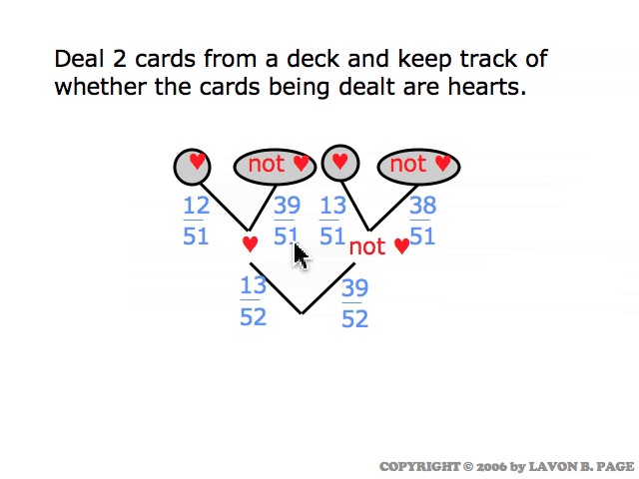On the other hand, when we move over to the right side of the tree, we're looking at the case where the first card is not a heart. And in that case, when we deal the second card, there are 51 cards left, of which 13 of them are hearts. So the chances of the second card being a heart will be 13 out of 51. Not being a heart would be 38 out of 51, since only 38 of the remaining cards are not hearts.